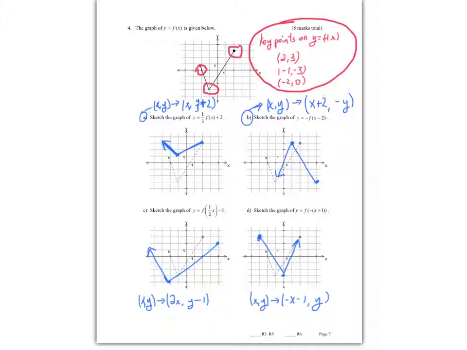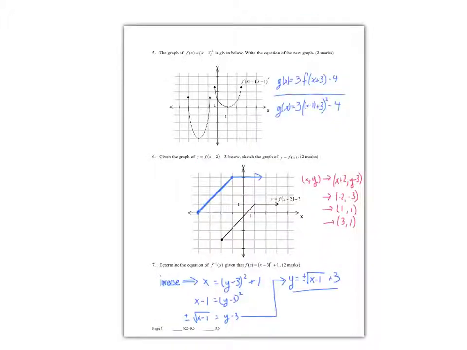Now here are the resulting graphs, and each one of them has a mapping notation next to it. You might want to pause the video here if you want to take a look at the detail. Let me know if there's any questions. Otherwise I'm going to move on to the next question.